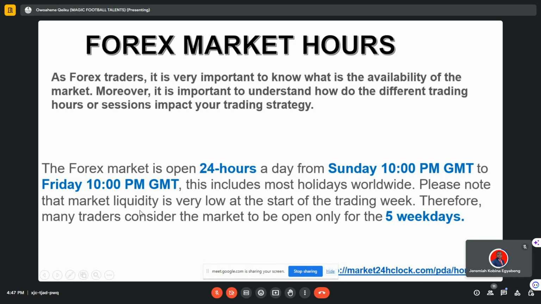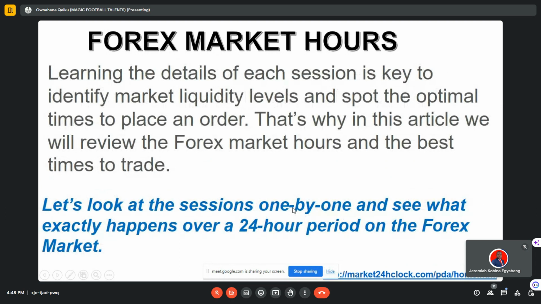Please note that market liquidity is very low at the start of a trading week. Therefore, many traders consider the market to be open only for the 5 weekdays. Sometimes even on a Monday, traders are cautious because of volatility. Some traders make a fortune out of Mondays, and some also trade on Fridays.